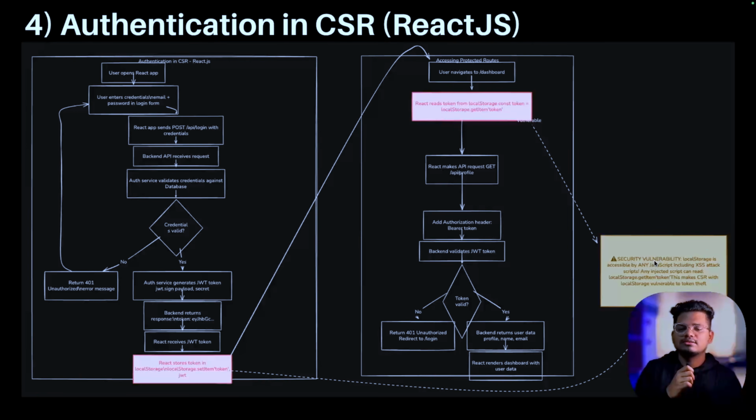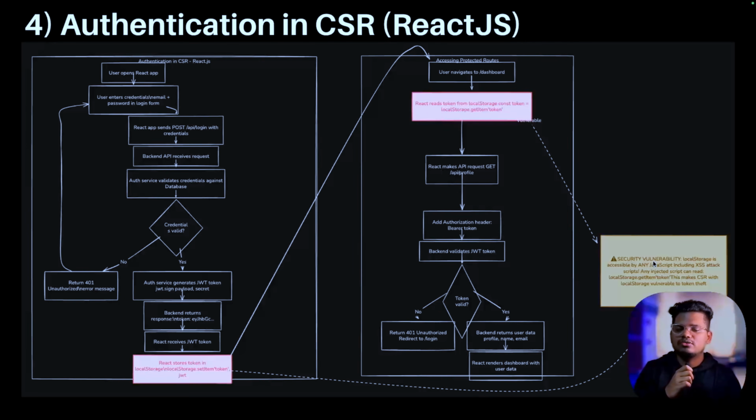And look at this. Here, another critical vulnerability. Any JavaScript code on your page, including malicious scripts, can access this token. This is the exact vulnerability we are about to demonstrate. Second, React makes an API request, GET /api/profile, and adds an authorization header with the Bearer token containing the JWT. Third, the backend validates the JWT token.